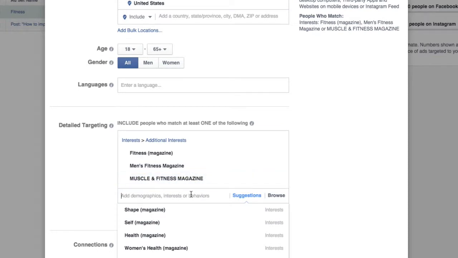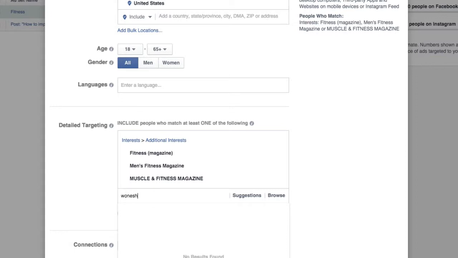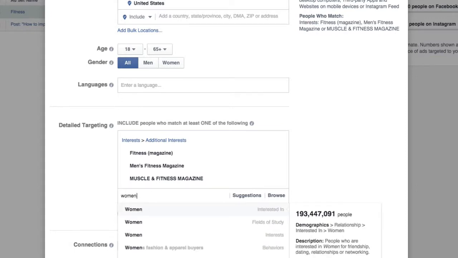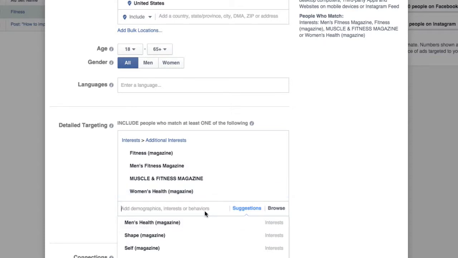Good, good. And let's try that Women's Health Mag. Let's try it. Oops, let me spell it right. Women's Health Magazine. Okay, there we go. And it looks like this one. Wow, okay, so that's a big one. All right, good, good.